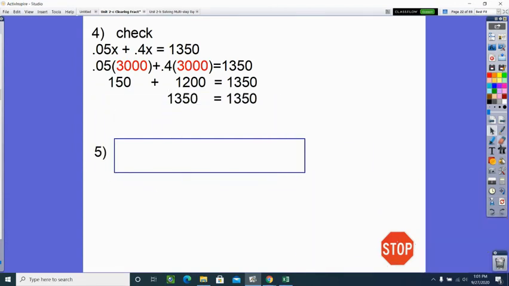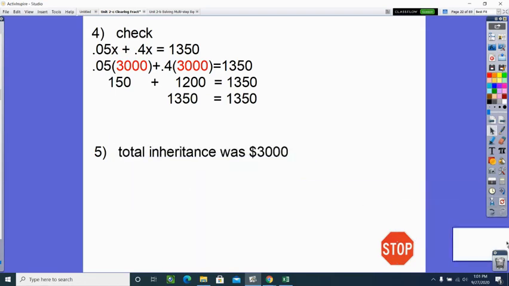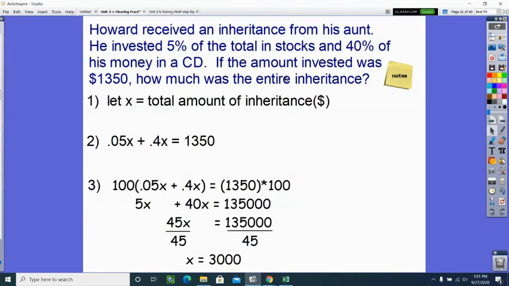So, what was the question here? Because there could be some different questions I could ask, but remember, it wants to know what was the original investment, and that was, the original inheritance, that was $3,000. But I could ask a question like, how much money did you put into stocks? 150. How much money did you put into the CD, the certificate of deposit? 1,200. So there are some different questions that I could ask, and that's why you always want to go back and just make sure that you answered the question that was asked.